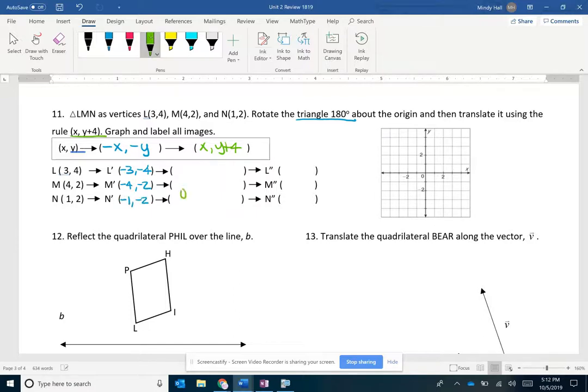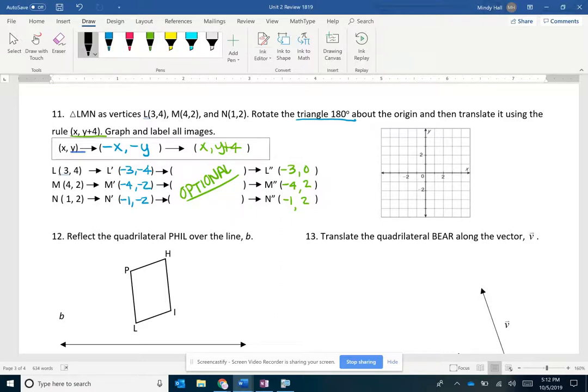So then this is your optional part again, remember. But if I want L double prime, I'm going to look at my L prime and M prime and all of those and go off of those numbers. So I'm going to keep all of the X values the same. So I'm going to fill those in, -3, -4, -1. And then all the Y values, I'm going to add 4. So -4 plus 4 gives me 0. -2 plus 4 gives me +2. And -2 plus 4 is going to still give me +2.